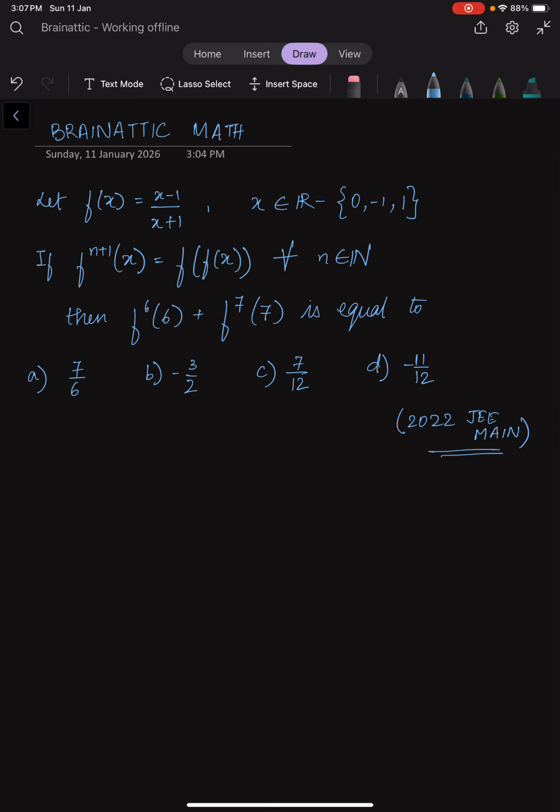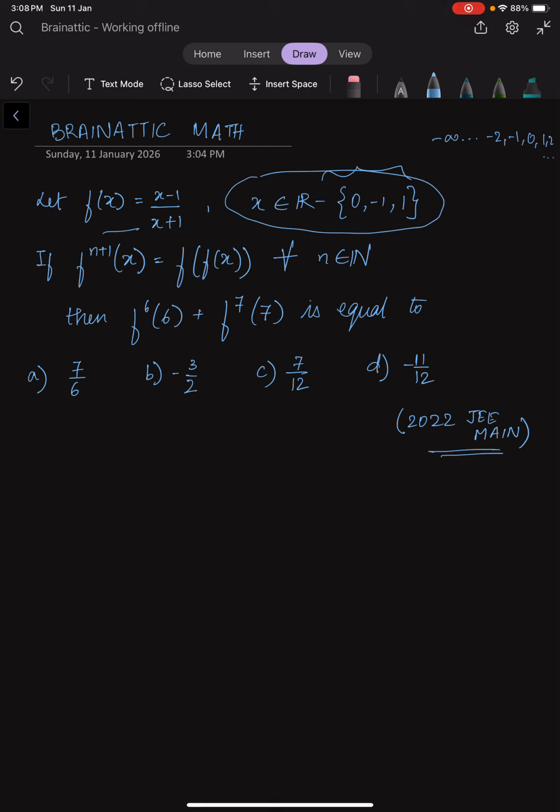Let f of x equal to (x minus 1) by (x plus 1). Now, first thing is that we understand what this relationship over here means. It means that x belongs to all real numbers. So when we say all real numbers, it starts from minus infinity all the way to minus 2, minus 1, 0, 1, 2 and all the way to infinity. But it says that 0, minus 1 and 1 are not part of it.